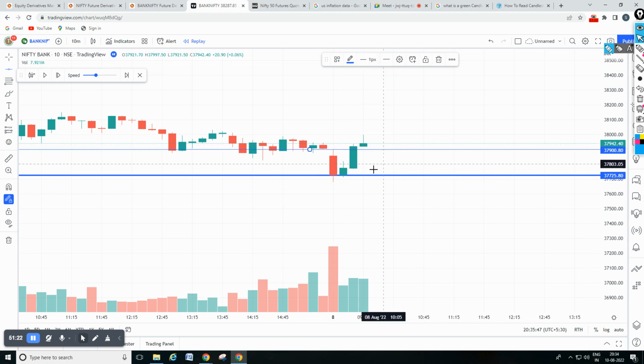Then the setup has not yet formed. If it has to go down, then it has to form a red candle below this line. A red candle has to form below this line, and that candle has to close below this line. It's not that it has to open below this line and close below. No, it can open at any point, but it has to close below this line.